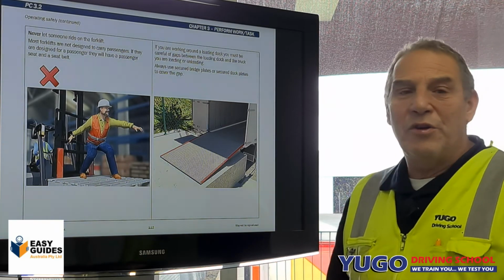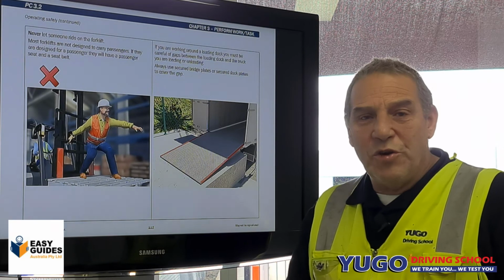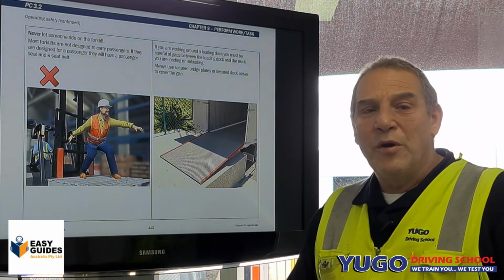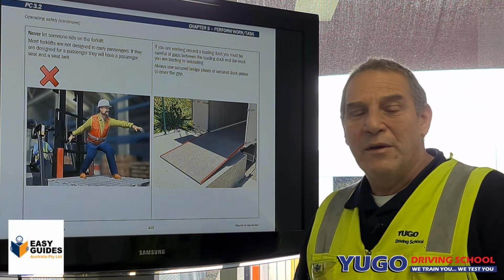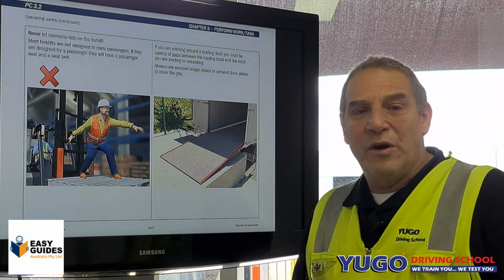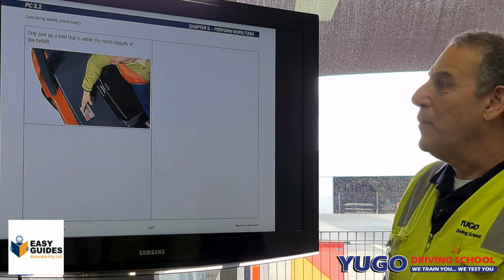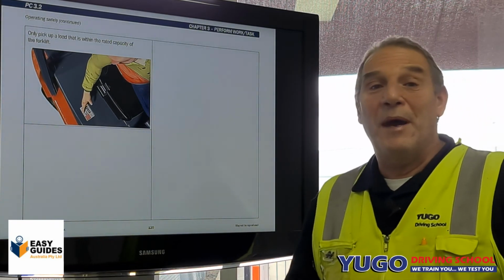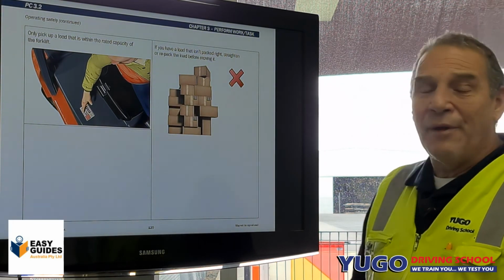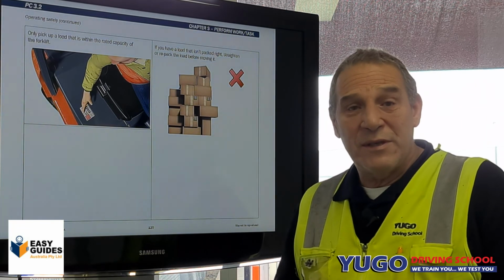Whenever you're unloading a truck off a dock, you use a secure dock plate or a secure bridge plate to cover the gap between the truck and the loading dock. Only pick up loads within the capacity of your forklift. If you have a load that isn't packed correctly, repack it so it's safe and secure.